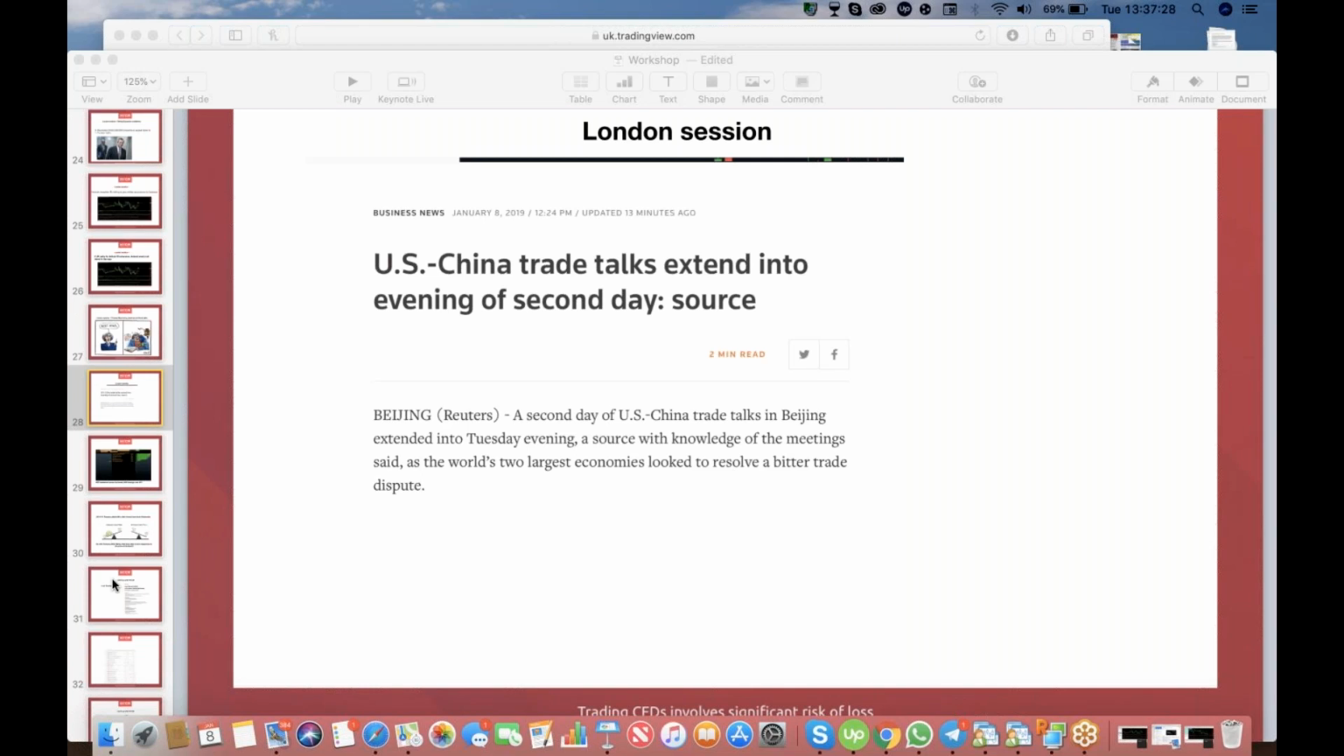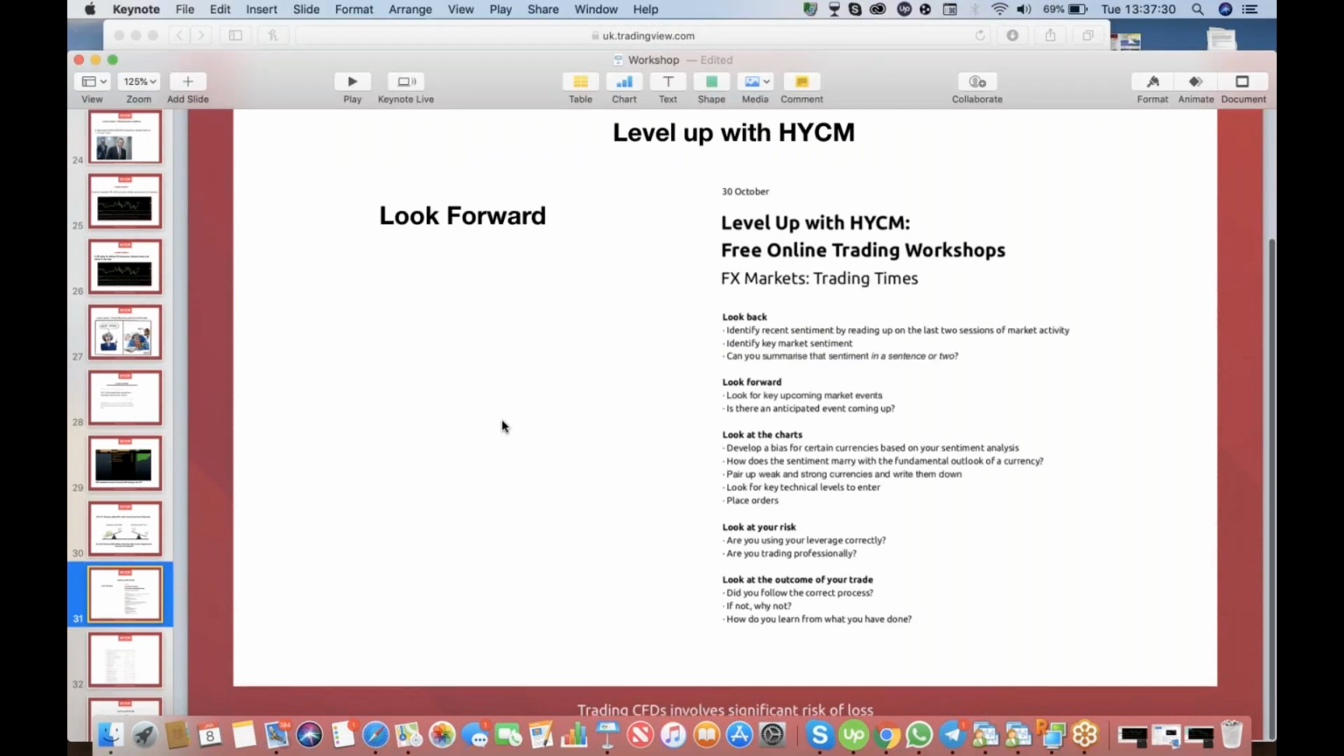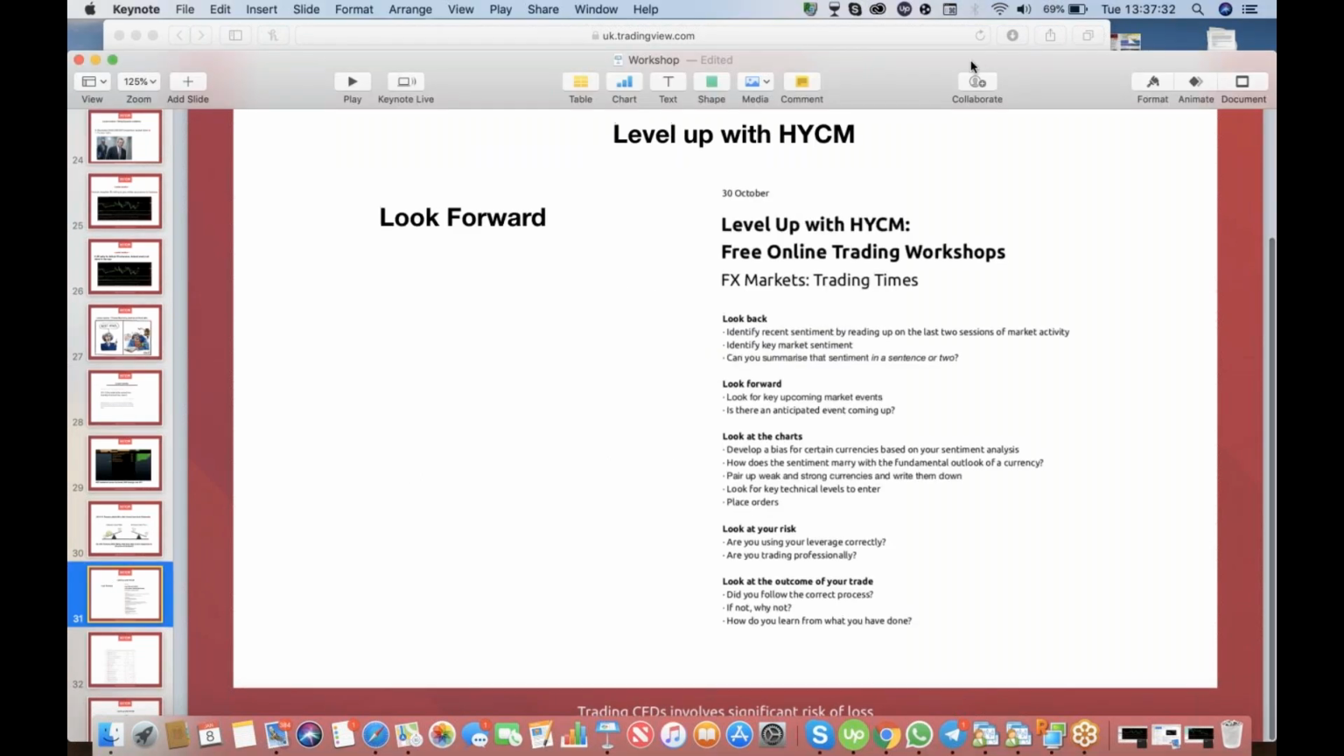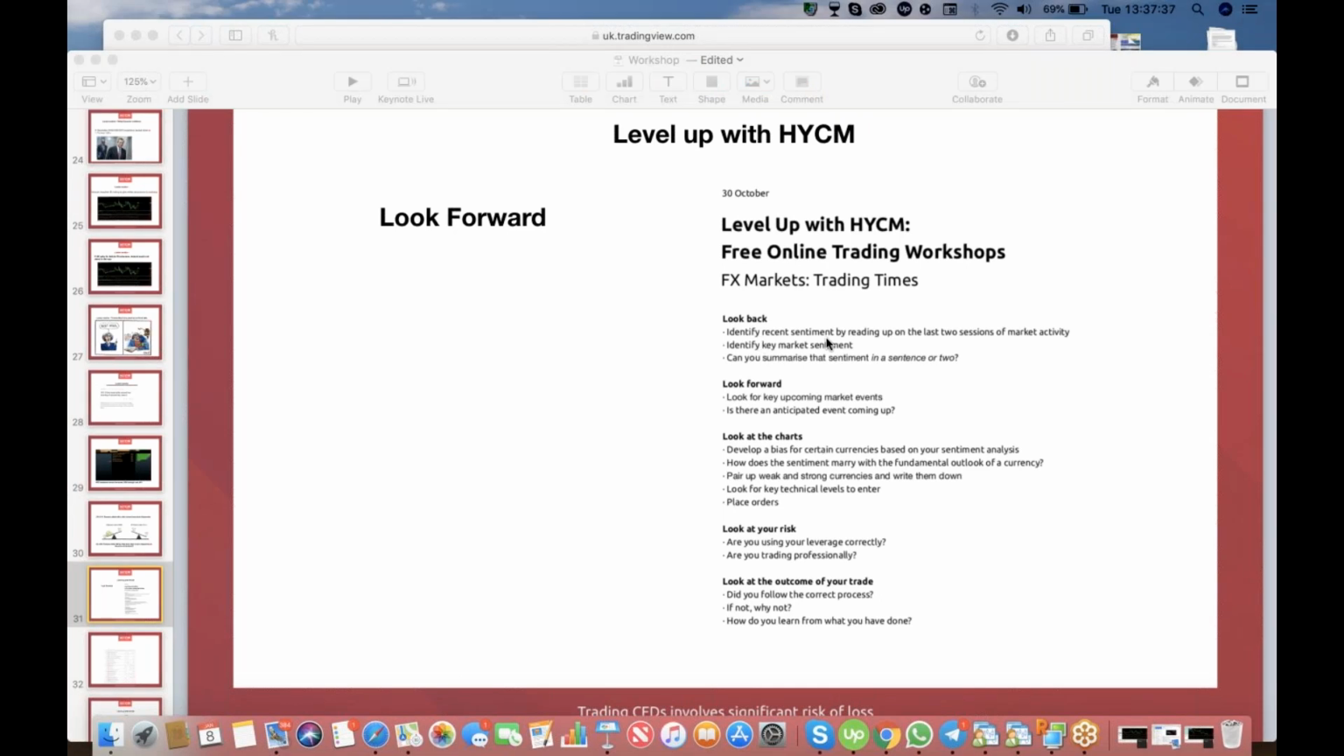Okay, we're going to go now into looking forward, okay? So we've looked back. So by now, we've got a good idea of what the mood of the market is. We've got the key market moods, and we want to try to summarize that in a sentence or two. So this is over to you guys now before we start looking forward. In the comments section, in your questions section, start to write down, could you summarize what the sentiment is in a sentence or two? Have a go at doing that.